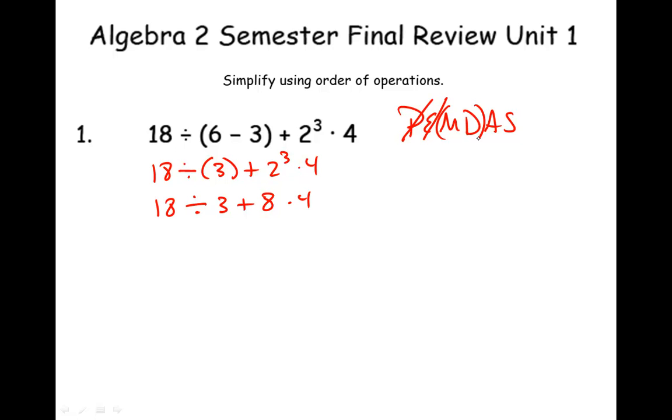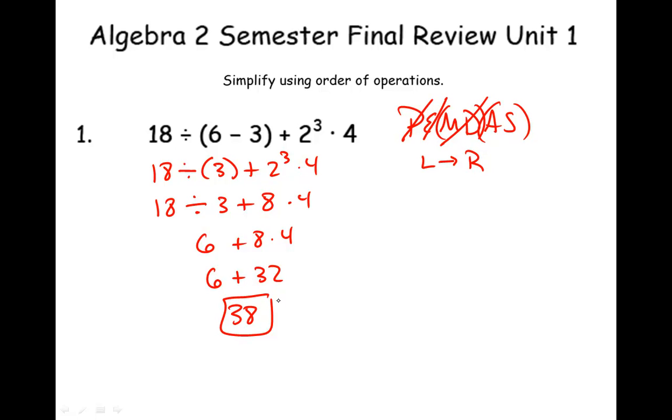Now I want to do multiplication and division from left to right. So 8 divided by 3 is 6. Then I want to do the multiplication. 8 times 4 is 32. And then finally I want to do my addition or subtraction. All that's left is addition, so the answer is 38.